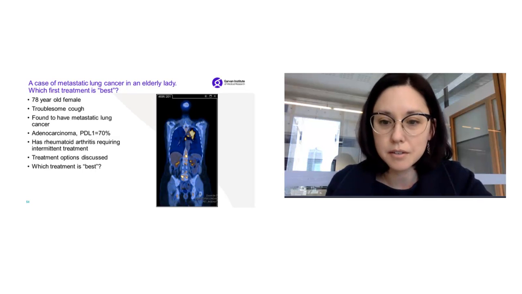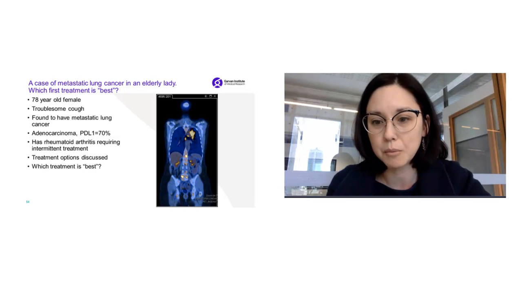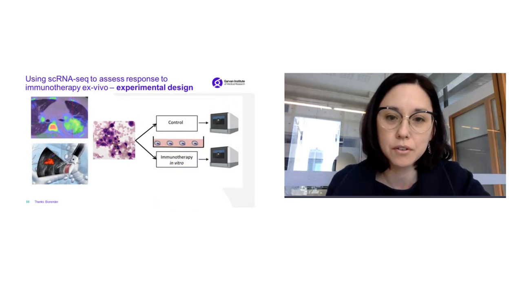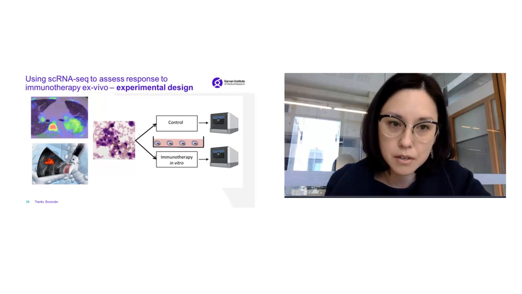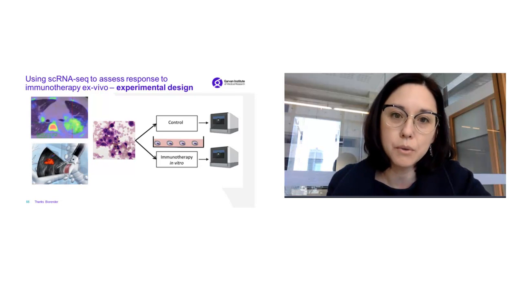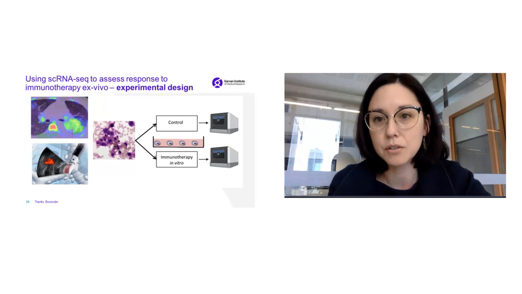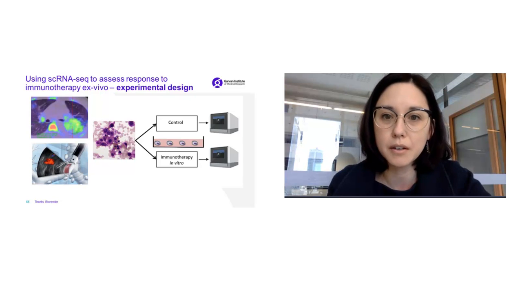So as you can see, these issues are quite difficult when you're faced with a patient and you really have a lot of uncertainty about the efficacy of therapies. So this is the design of one of the research projects that I'm doing now. We're using single-cell RNA sequencing to assess the response of immunotherapy ex vivo.